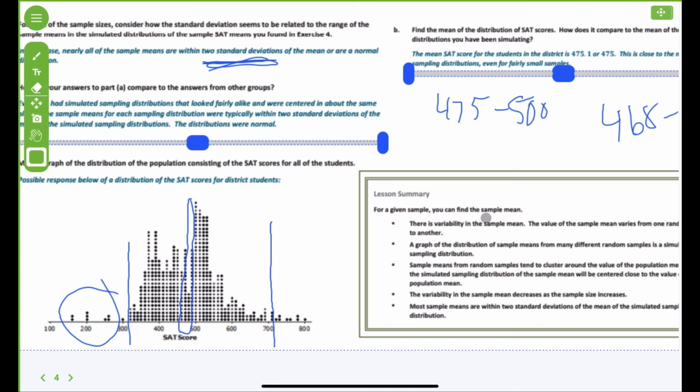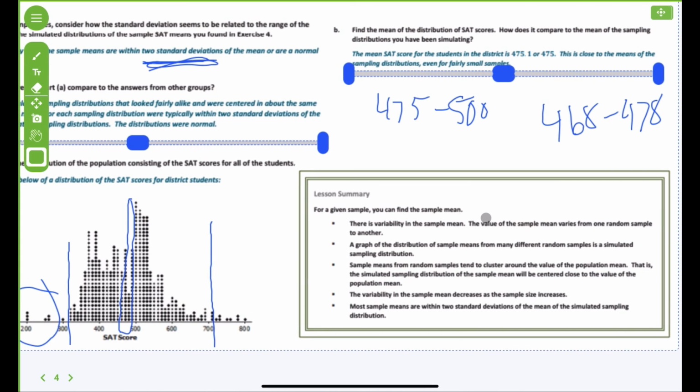Okay. So in this lesson summary, it says there's variability in the sample mean. Remember, we're talking about sample means. We're taking 5 samples, finding the mean of those, and then plotting. Taking 50 samples, finding the mean, and then plotting. That's what we're talking about with sample means. The value of the sample mean varies from one random sample to another.